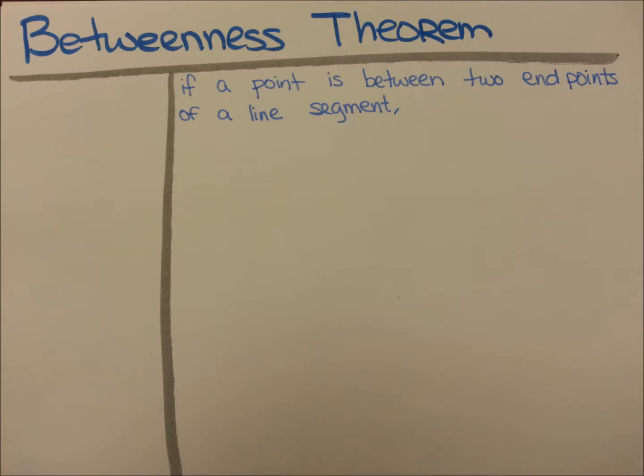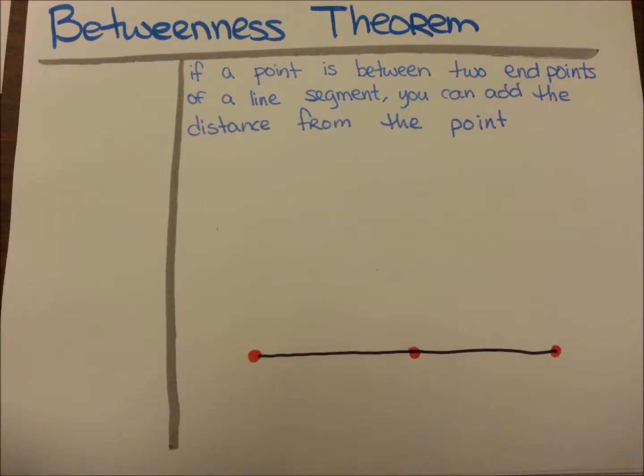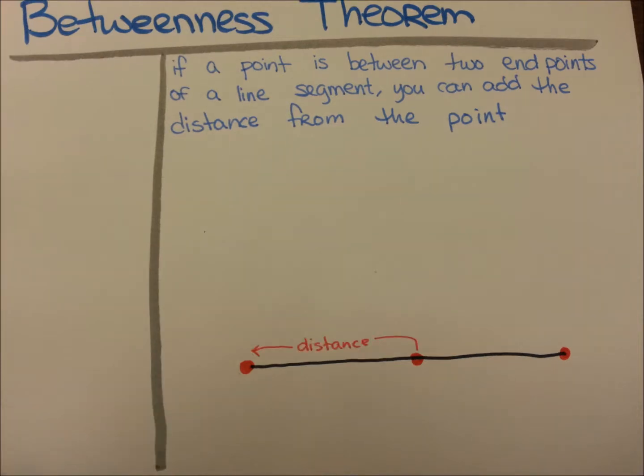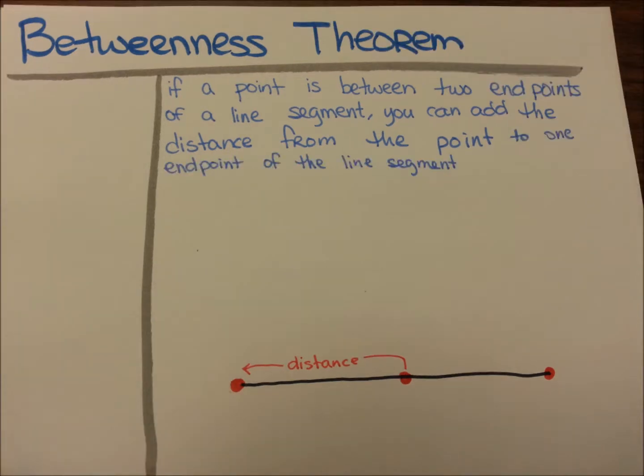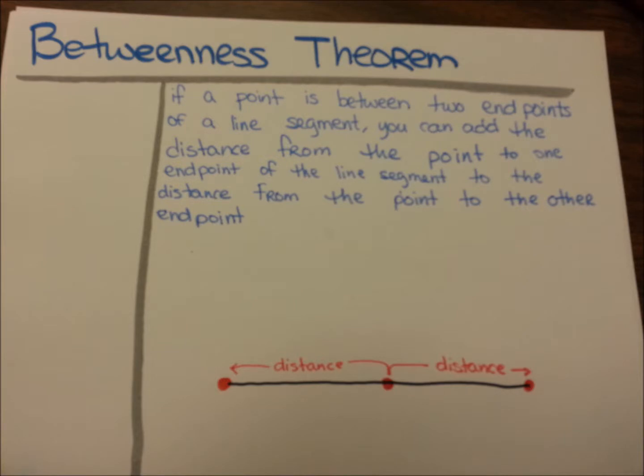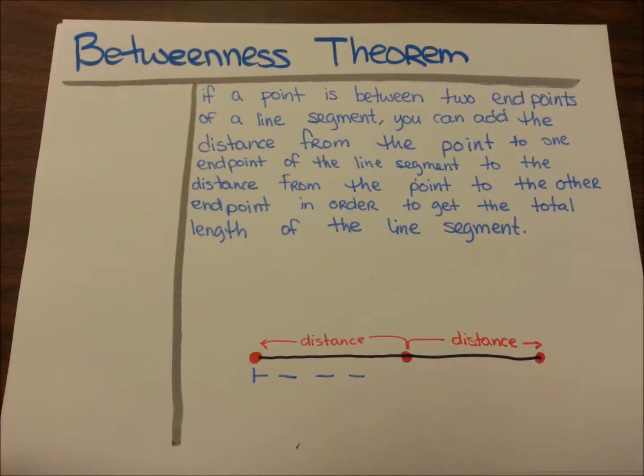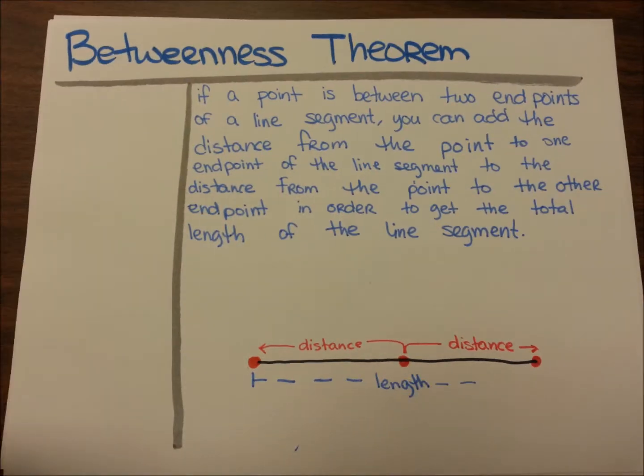Okay, so let's talk about the betweenness theorem first. The betweenness theorem says if a point is between two endpoints of a line segment, as you can see in our picture, you're allowed to add the distance from the point to one of the endpoints of the line segment to the distance from that same point to the other endpoint of the line segment. When you do that, you'll end up with the total distance of the line segment.